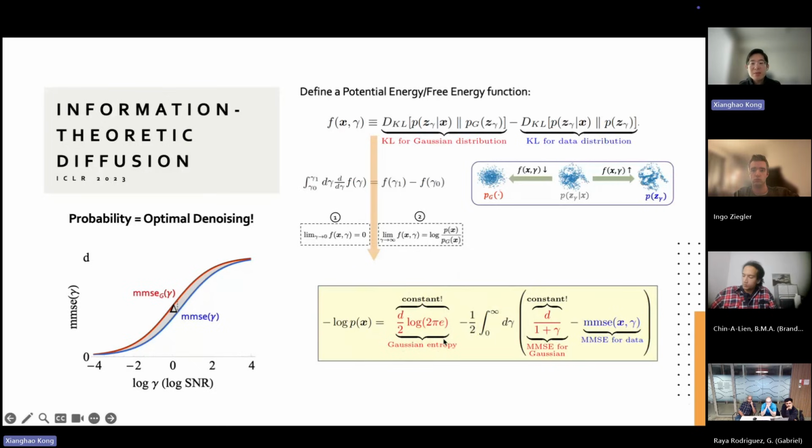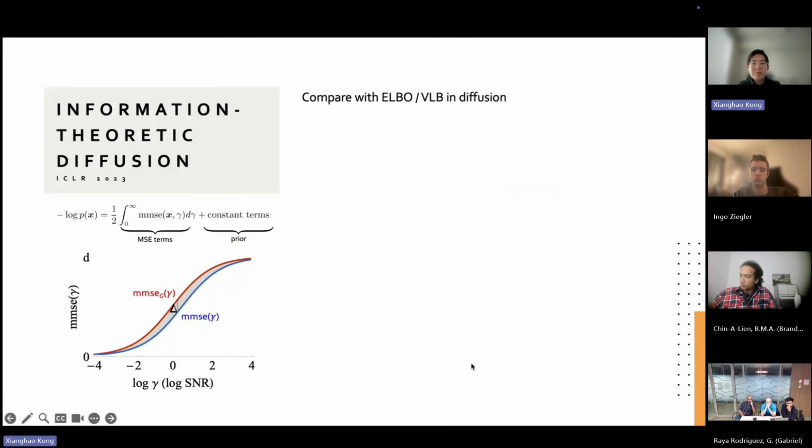For the Gaussian entropy and the MMSE for the Gaussian, they are just constants. There's no variable inside. D is the dimension of X, and gamma is the noise level. So, to simplify, the negative log likelihood is just an integral over several MMSE terms plus a prior, and this prior is just a constant term. After the derivation, this makes the density estimation very simple and easy to execute.